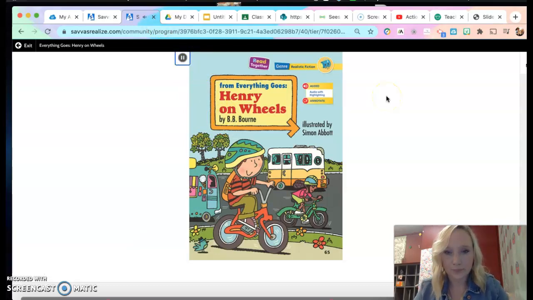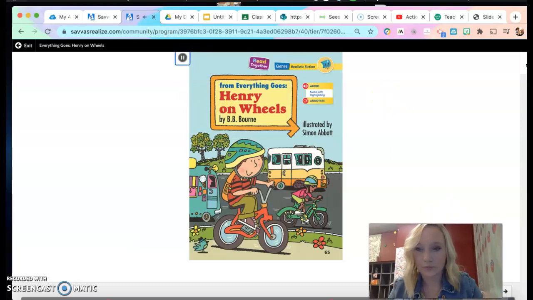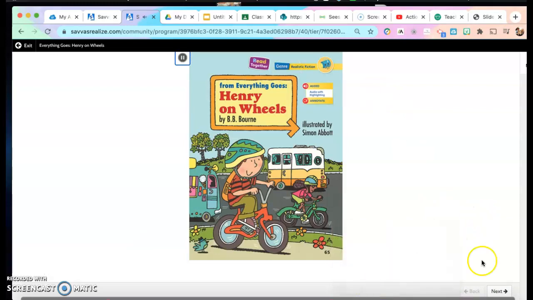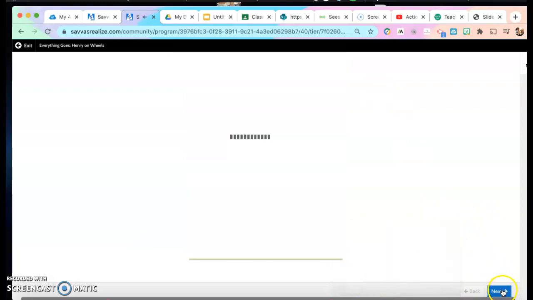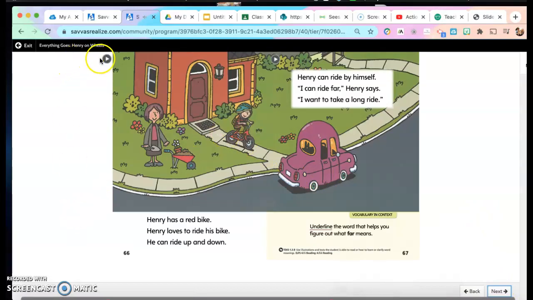Everything Goes: Henry on Wheels, by B.B. Bourne. Illustrated by Simone Abbott. All right, here we go. Henry has a red bike. Henry loves to ride his bike. He can ride up and down. And it also says Henry can ride by himself. I can ride far, Henry says. I want to take a long ride.